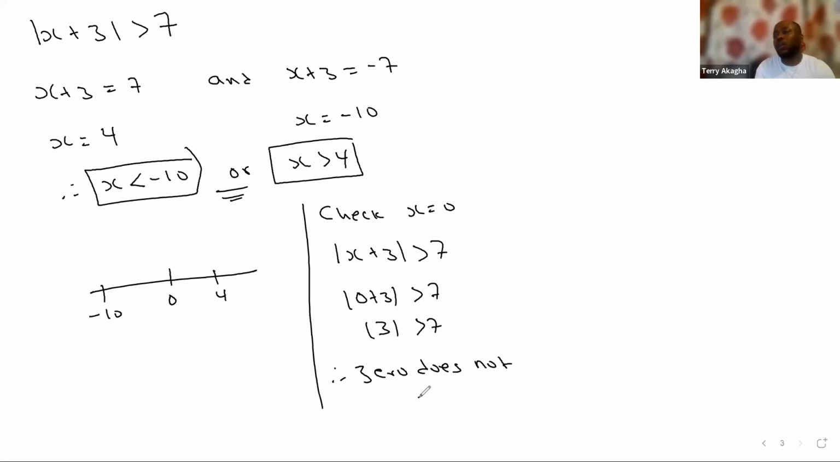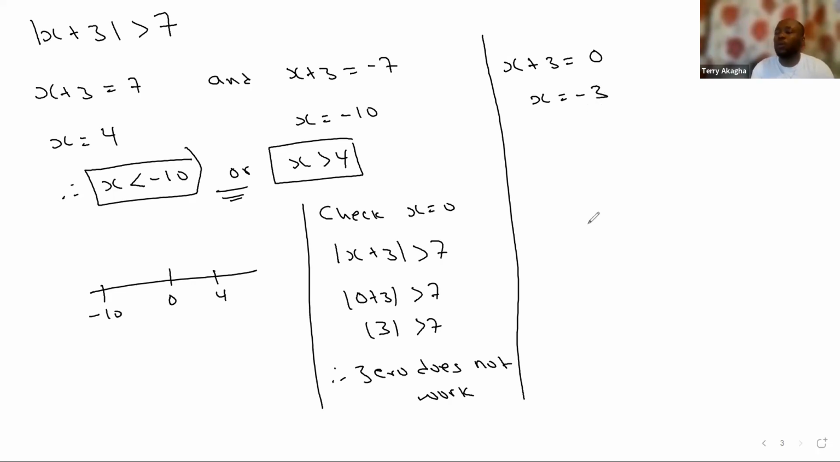Now, because we know that 0 does not work, we can also draw the curve for this. To get the curve, you have to equate x plus 3 to be equal to 0, to get the vertex of where the modulus is going to touch. So we can now say x is going to be equal to minus 3. Now you do the same thing.